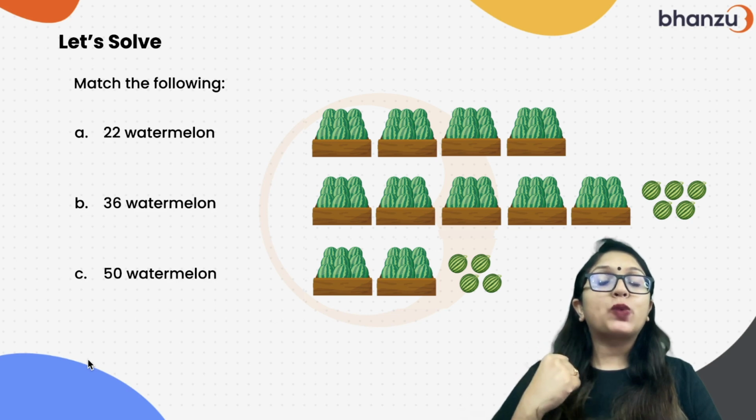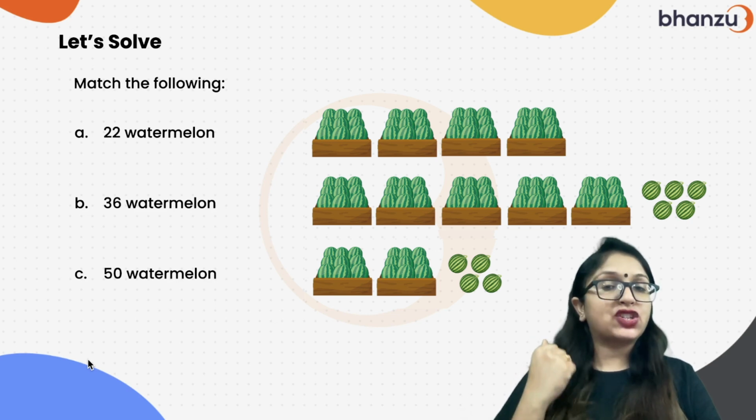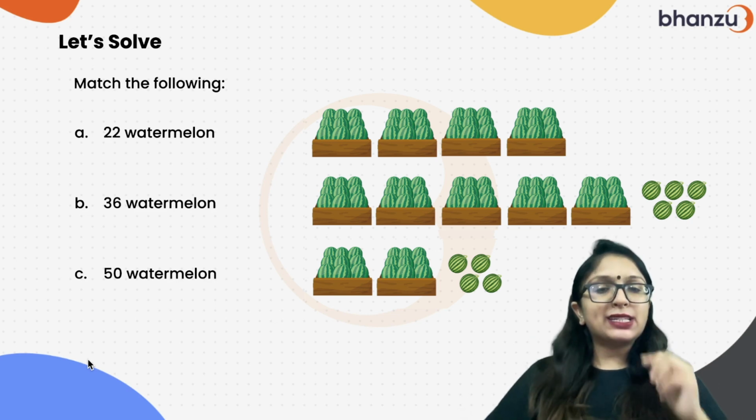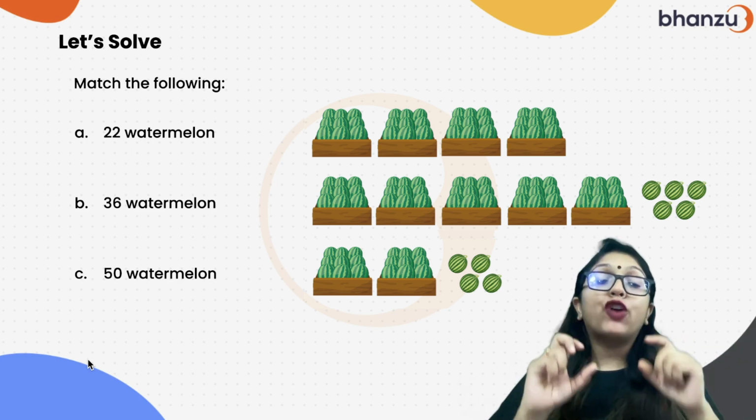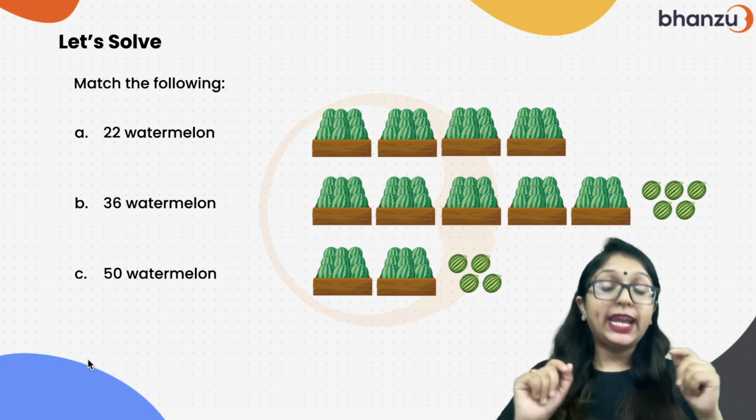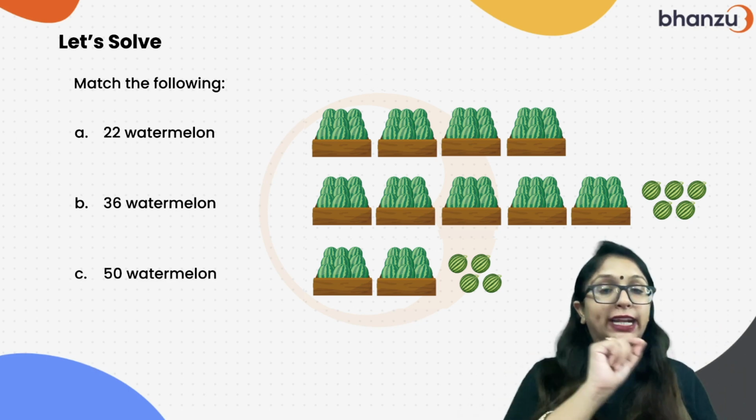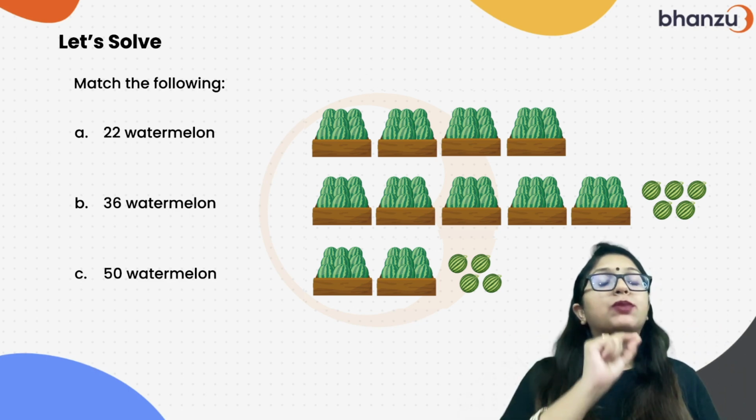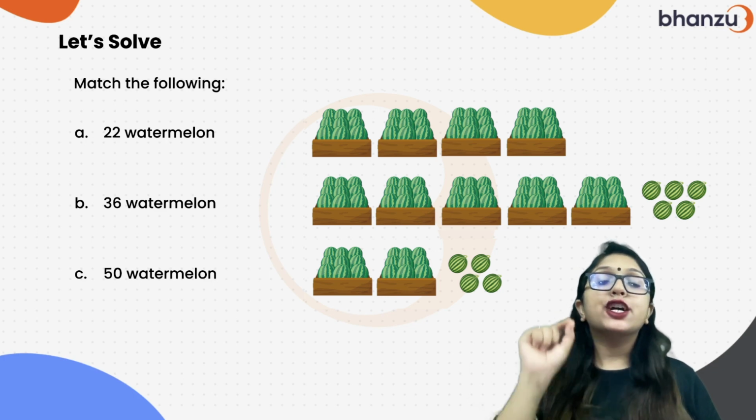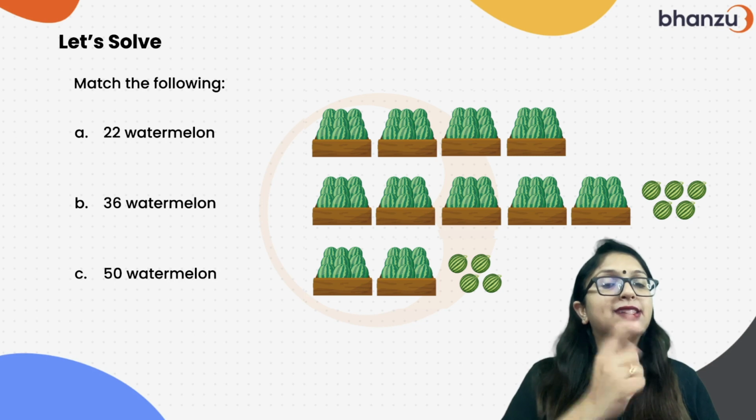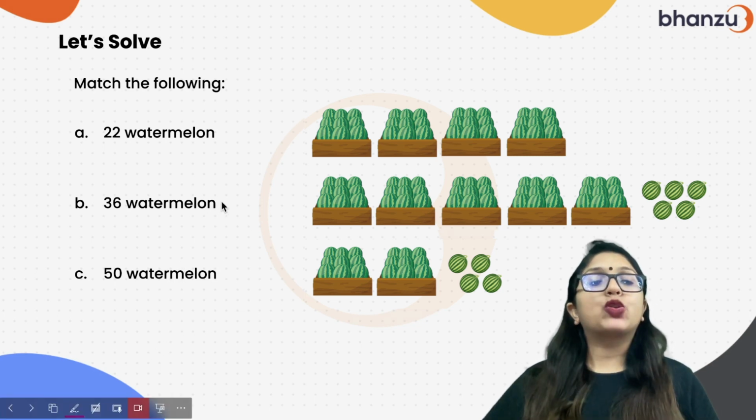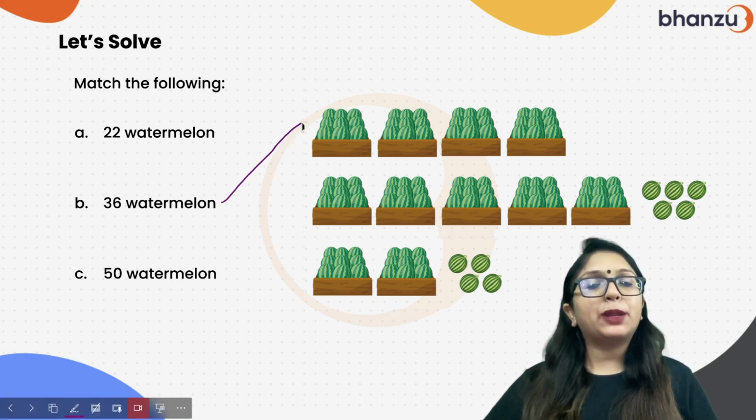So now we will quickly look at the next question, that is match the following. Now if you look at these crates, there are 9 watermelons in each of these, right? Now let's look at the first set. Okay, I know that in each crate there are 9 watermelons. So 9 plus 9, 18, 18 plus 9, 27, 27 plus 9 is 36. So that means I am going to match it with set B.